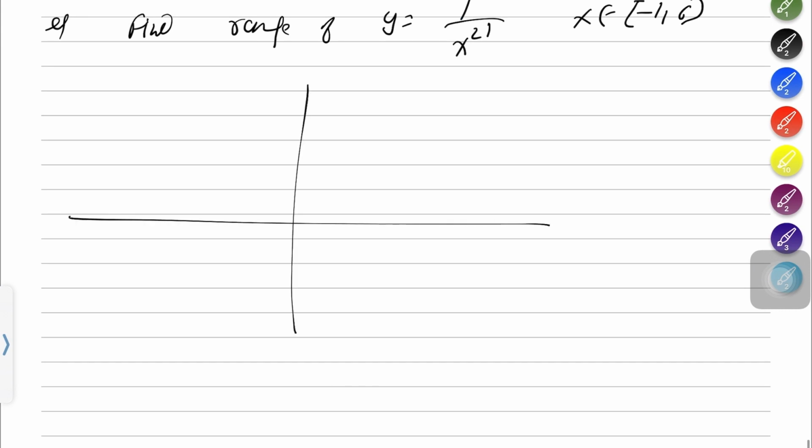Okay, let's talk about this particular function. Obviously the graph is the same like this. I am not discussing the detailed graph, we are just concerned about the range. So this approximate graph is sufficient to find the range. So x to the power 21 goes from minus 1 to 6. So let's say minus 1 is somewhere here and 6 is somewhere here. 6 has an open bracket. So x is from minus 1 to 6.